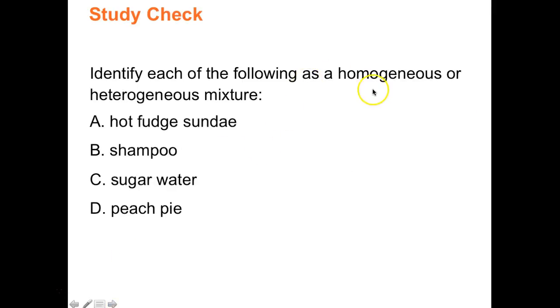Identify each of the following as homogeneous or heterogeneous. Hot fudge sundae. Here you can really see the fudge on top of that sundae, so visibly you can see a difference. That would be heterogeneous. Shampoo, unless things are coming and settling down in your shampoo, would be homogeneous. Sugar water would be homogeneous. Peach pie, you can see the different components making up the pie visibly, and so that would be a heterogeneous mixture.